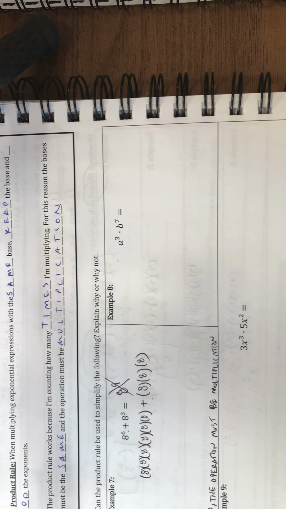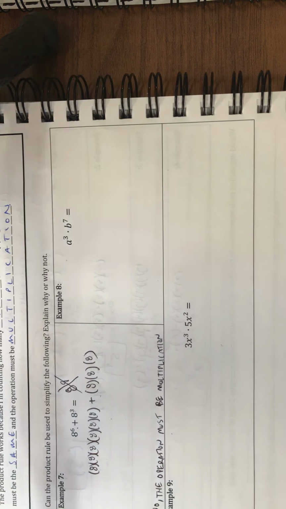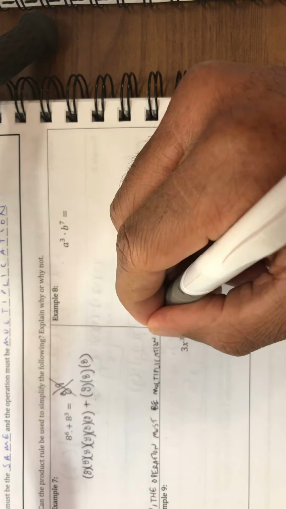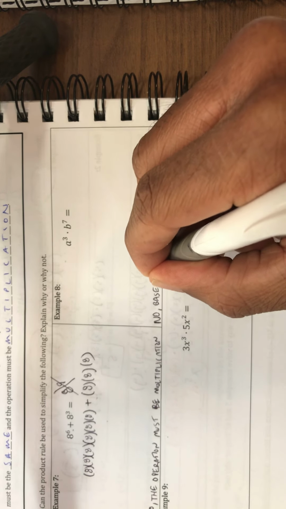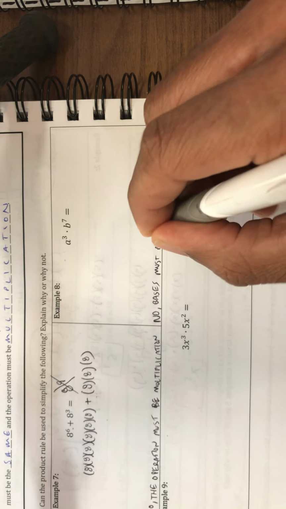How about here? Well, we're multiplying. That's good. We're multiplying, but pause the video, think. Can we use a product rule here? Look at your vocabulary. No, because what? The bases must be the same. So no, bases must be, you could say, common or the same.